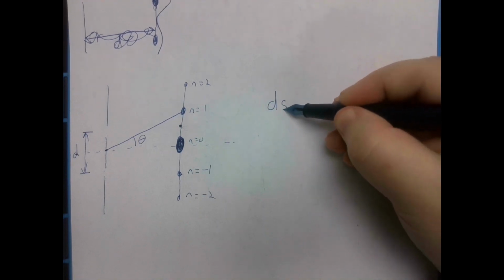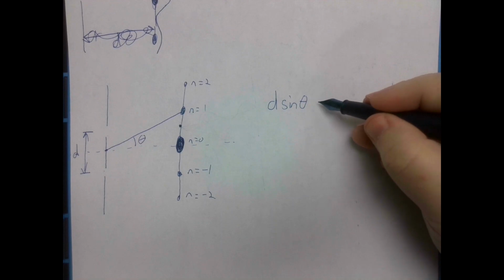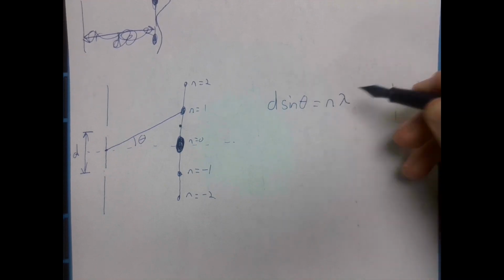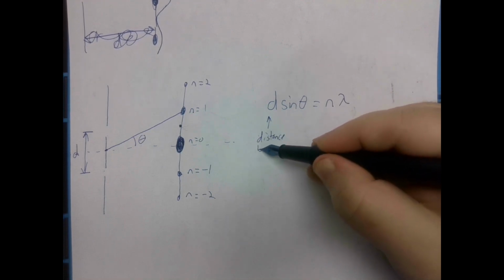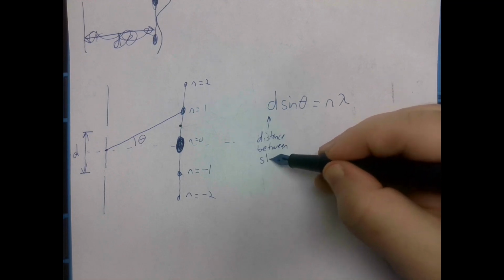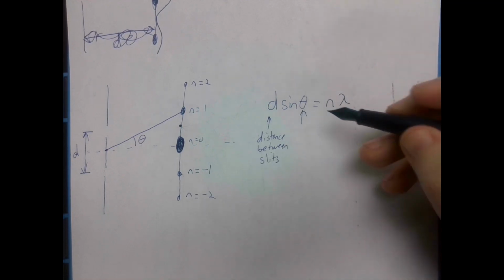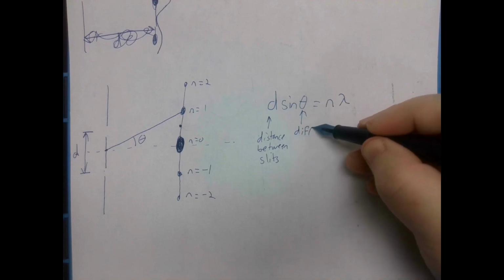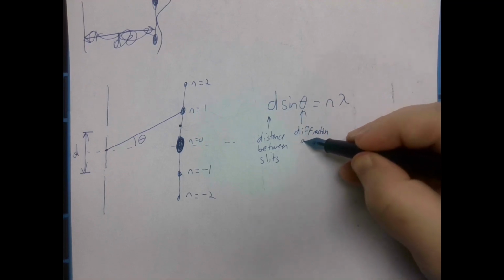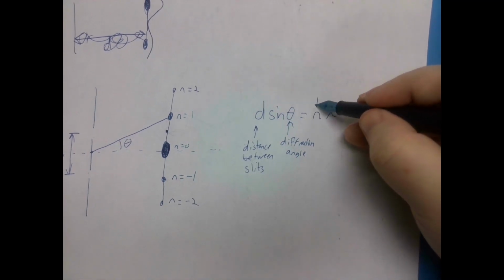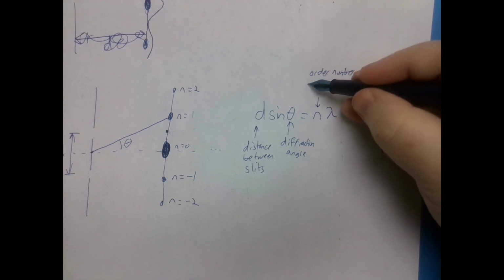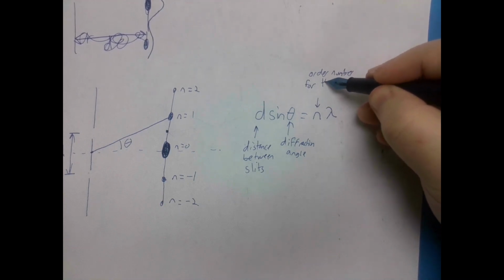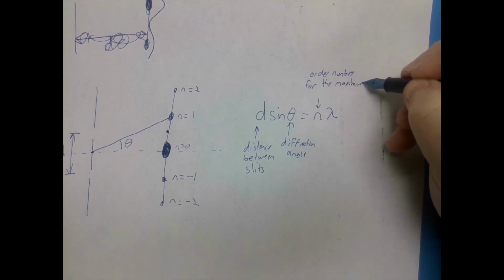Then the relationship is d times sine of theta is equal to n times lambda. So this is the distance between slits. This is the diffraction angle. This is the order number for maximum. And we call a maximum for brightness.